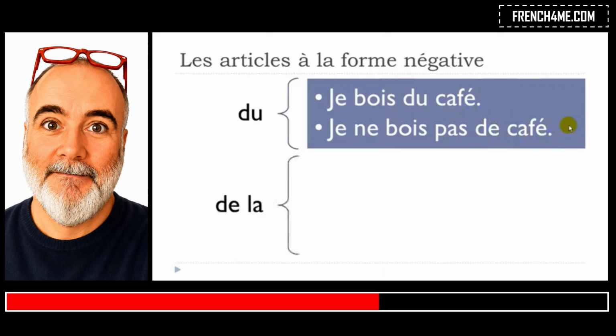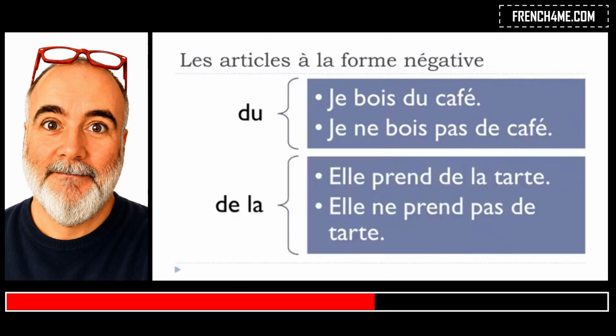All right. Second example, de la. Okay, so it's for the feminine form. Elle prend, prendre is to take, de la tarte. Tarte is pie. Some, okay, would be this de la tarte. Negative form, elle ne prend pas de tarte. So you can see that this de la will become de at the negative form.